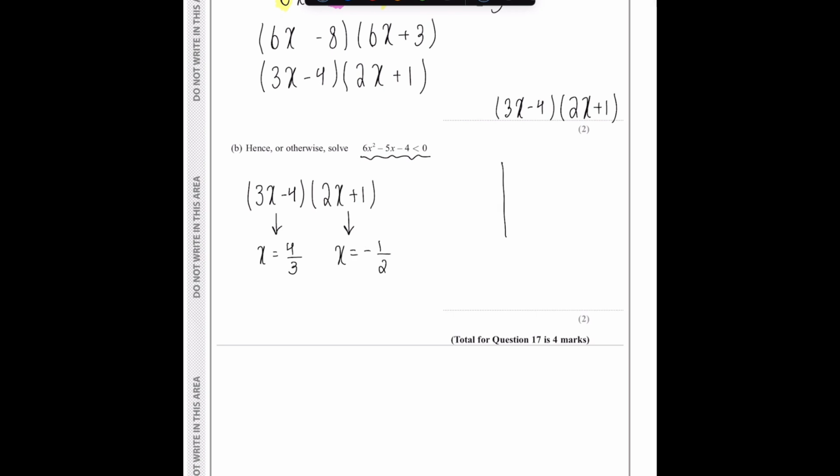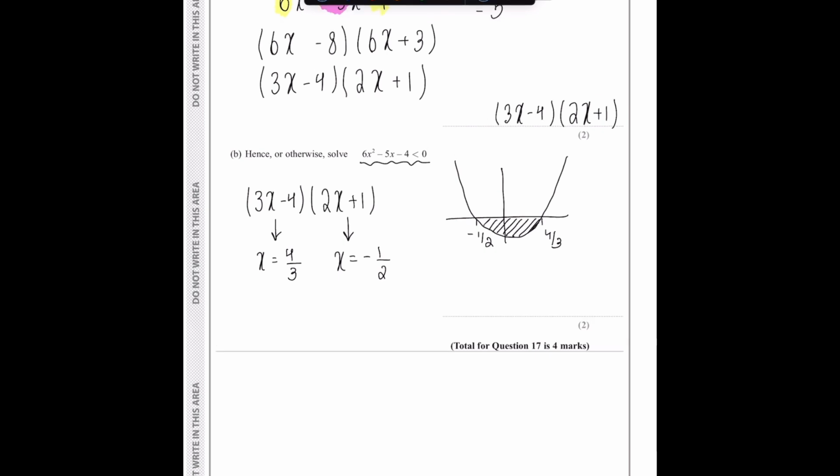So we can draw a small little sketch for ourselves. Negative a half is around here, 4 over 3 is around here, and our quadratic would look something like this. But now we want to see when it's less than 0. So in other words, this shaded region here, right? Because it's less than 0 then. As a result, x is greater than negative a half and less than 4 over 3.